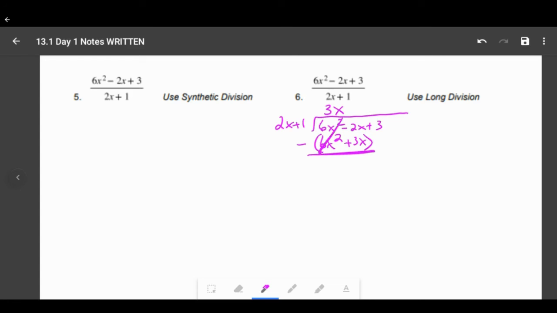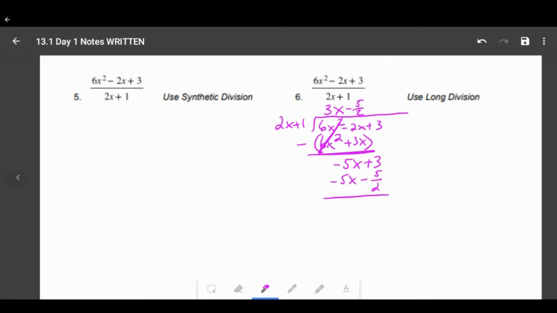So if I subtract, I get -2x minus 3x, which gives me -5x. Drop down the 3. Now you have to be careful here. What times 2x gives me -5x? Well, in order to do that, it's going to be -5 halves. So please be careful with that. I know it's some fraction stuff, but you have to be really careful. If I take -5 halves times 2x, that's -5x. -5 halves times 1, that's -5 halves.